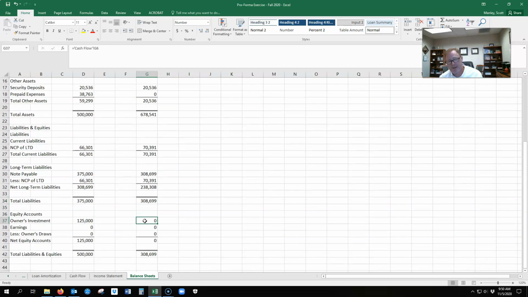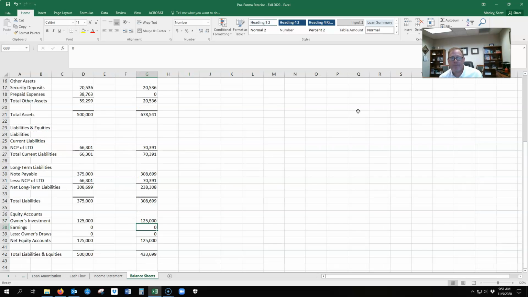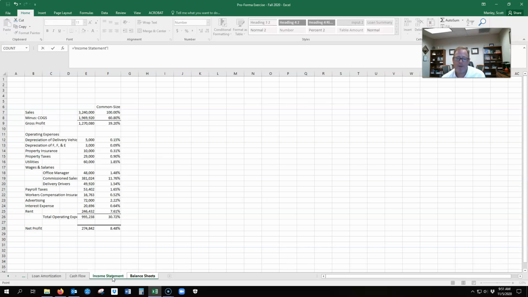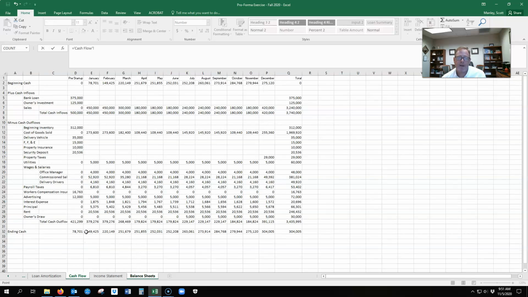Our owner's investment is unchanged, but again, best practices say just in case we put in some more owner's investment during the course of the year, we need to go here to the total column and pick that up. Okay, our earnings very easily comes from our income statement. All we have to do is put in a formula that says go to my income statement and pick up my net profit. Okay, and then for our owner's draws, all we have to do is go to our cash flow statement and look at the amount of money that we withdrew from the business. In this case, we'll go to the totals column.